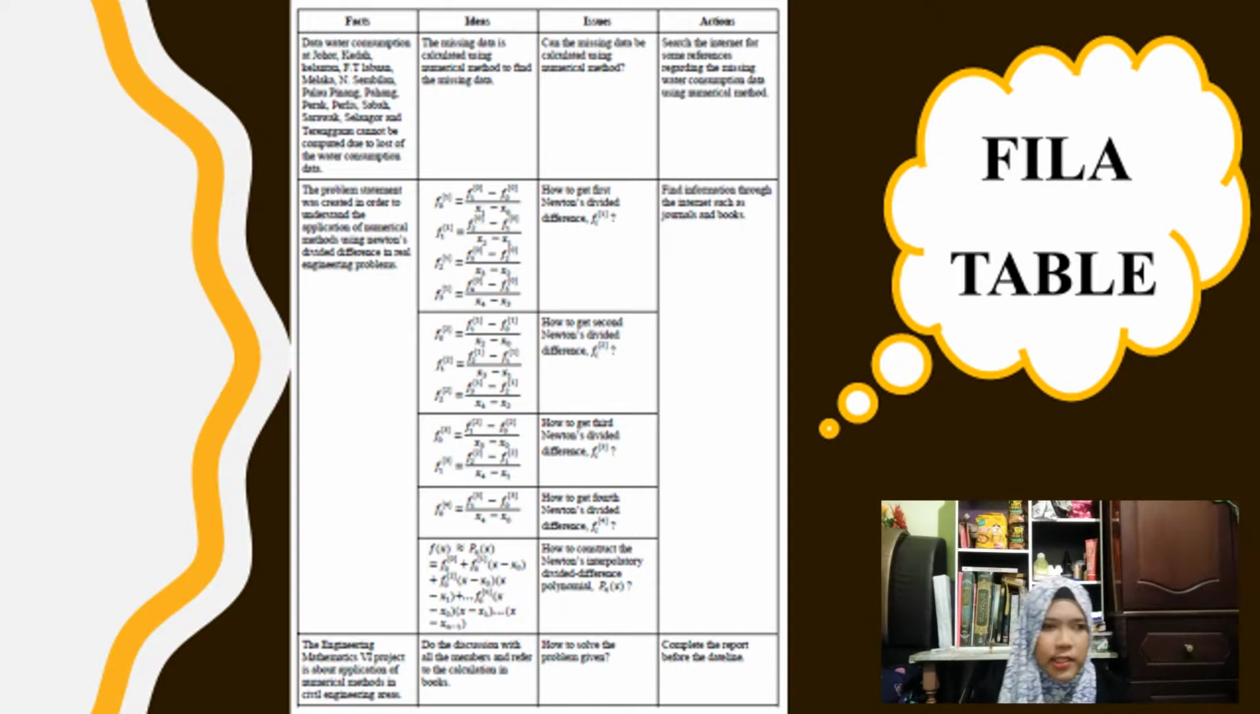For all the equations, we found them through the internet, such as journals and books. The last fact is that the Engineering Mathematics 4 project is about the application of numerical methods in the civil engineering area. For the idea, we discuss with all the members and refer to the calculation in the book. The issue is how to solve the problem given. In action, we complete the report before the deadline.